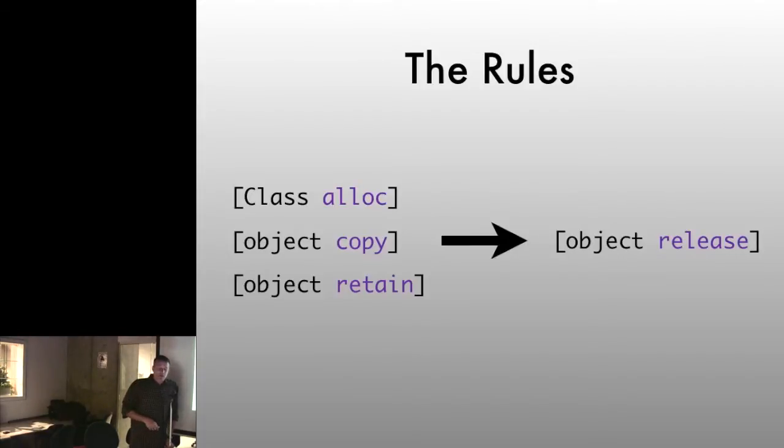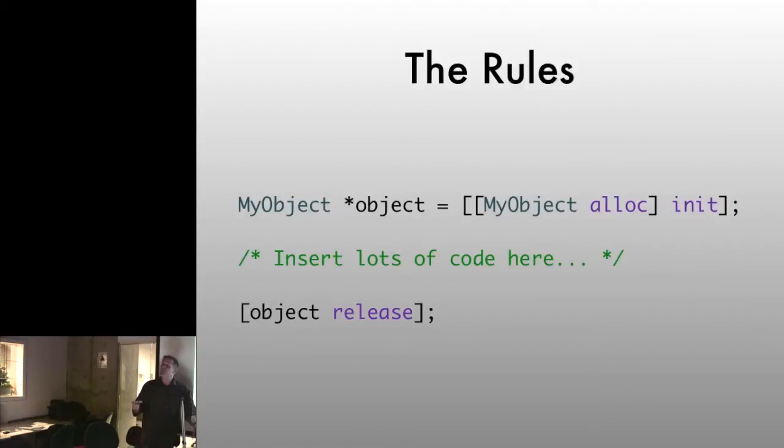Okay? So, here it is broken down to its most fundamental. You've got an object called myObject. You allocate it, which does what?